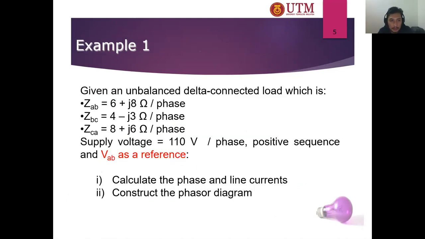So example one: given an unbalanced delta-connected load, which is ZAB equal to this, ZBC and ZCA, the supply voltage is 110 volts. This one does not mention whether it is line or phase or RMS, but usually, since it is given, this is the V phase, and I assume that this is V RMS. It is a positive sequence and VAB is the reference. So calculate the phase and line currents, and construct the phasor diagram.